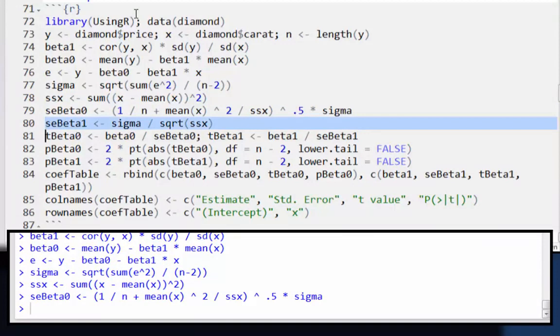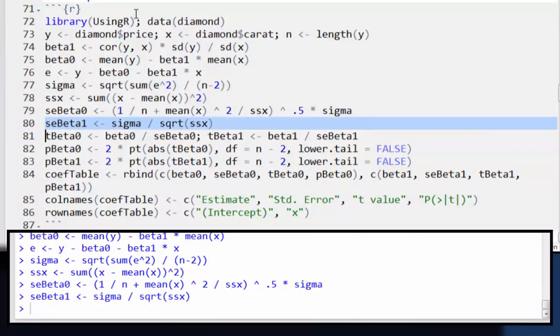And my standard error for my beta 1, which is I think the more useful and mentally important formula to commit to memory, is the sigma, the standard deviation around the regression line, divided by the square root of the sum of the squares of the x's, the sum of the squared deviations of the x's around their means. Okay, there we go. There's the standard error for beta 1.